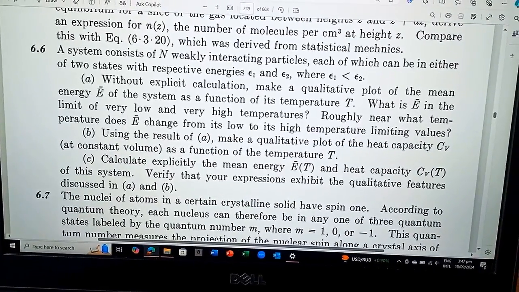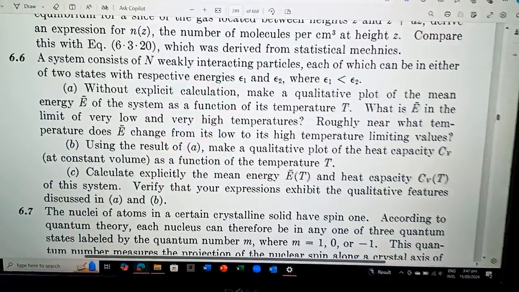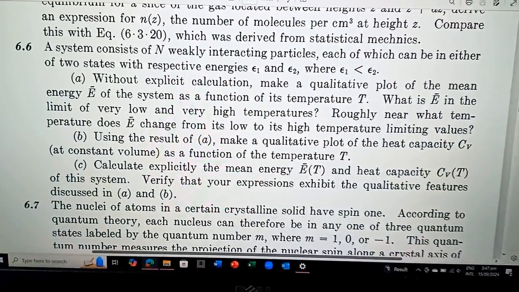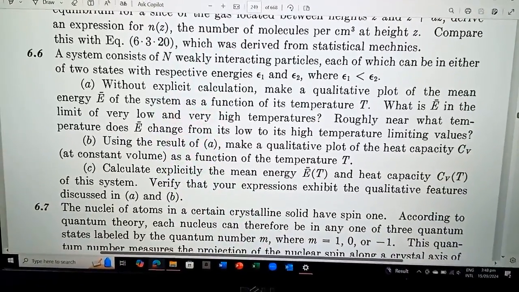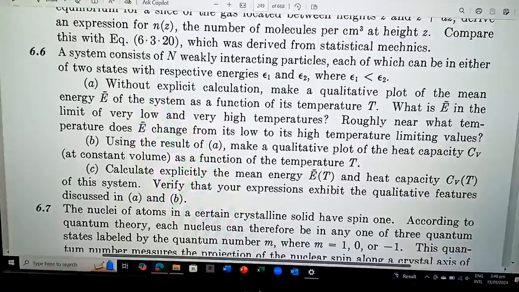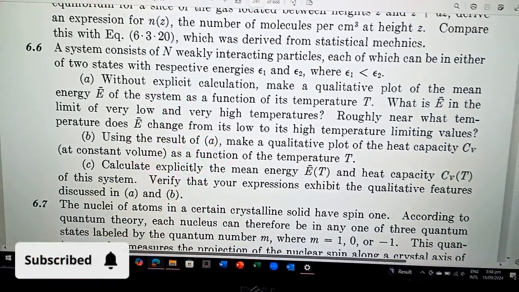In this video, we are gonna solve problem 6.6 from chapter 6 of Fundamentals of Statistical and Thermal Physics by Reif. Alright, this was the book name. Okay, Fundamentals of Statistical and Thermal Physics was the book name. Let's see the problem statement and we'll dive directly into the solution.